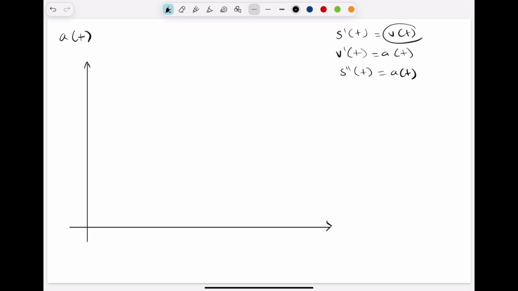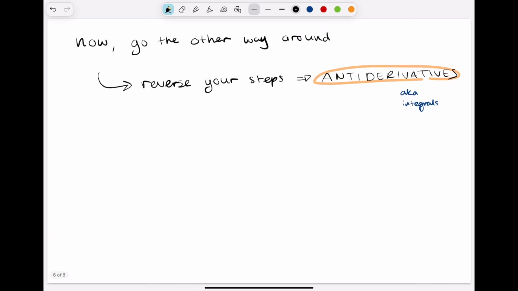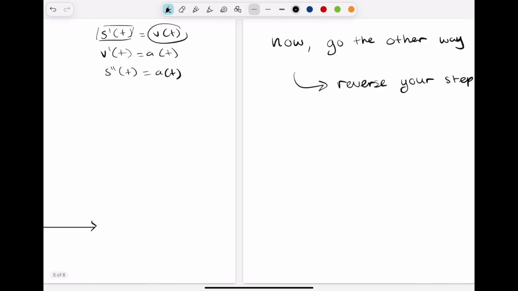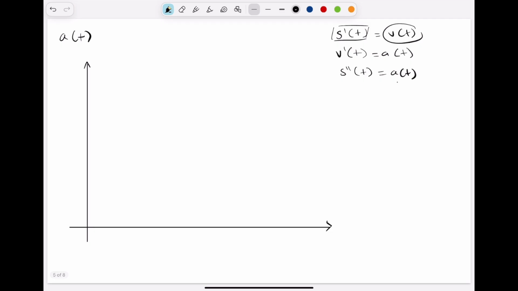Again, I'm just taking the derivative of this, which is the derivative of this, so all I have to do is take the derivative of displacement twice. Now, let's go the other way around. And what I mean by that is, how do I get from acceleration to displacement, or from acceleration to velocity?